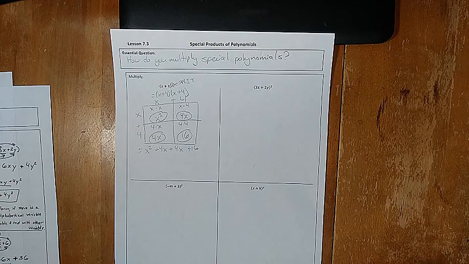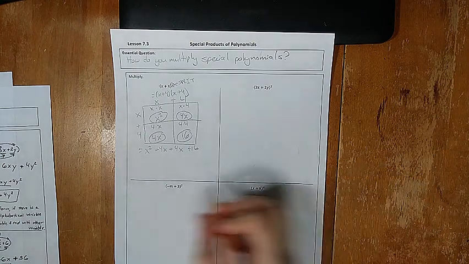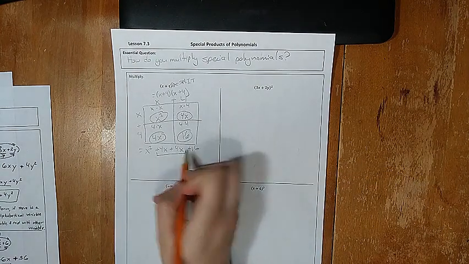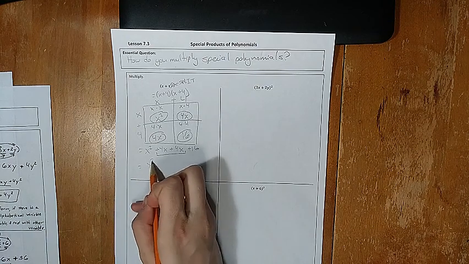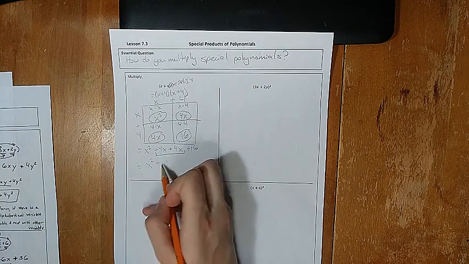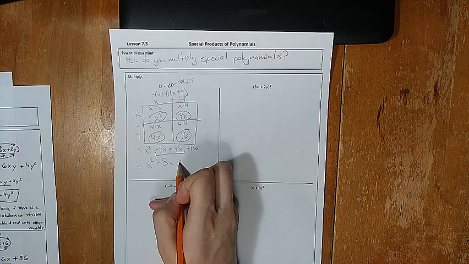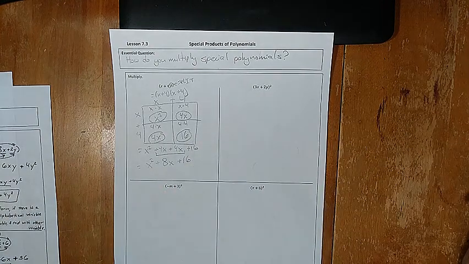So now we ask ourselves, can we combine any like terms? Yes, we have x's right here. So we get x squared plus 8x plus 16. That is as good as it gets.